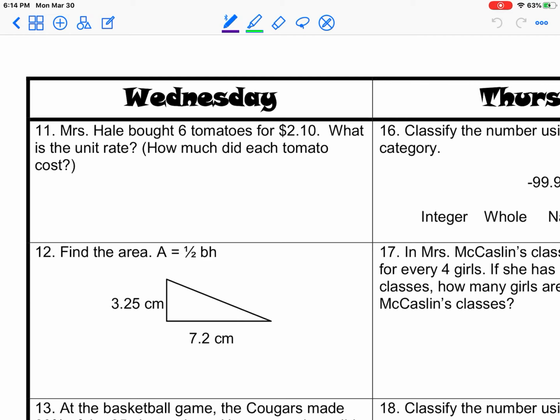We'll start with number 11. Mrs. Hale bought 6 tomatoes for $2.10. What is the unit rate? And in parentheses it says, how much did each tomato cost?